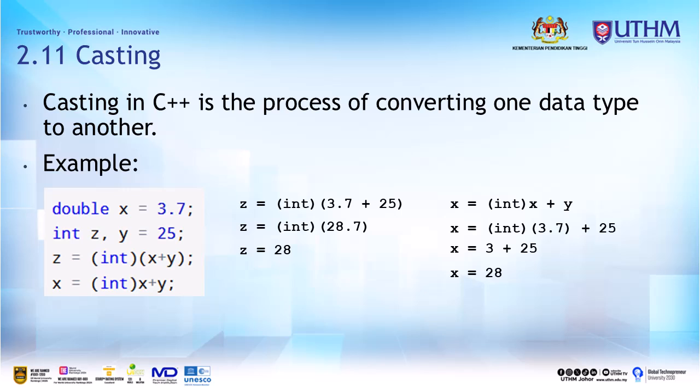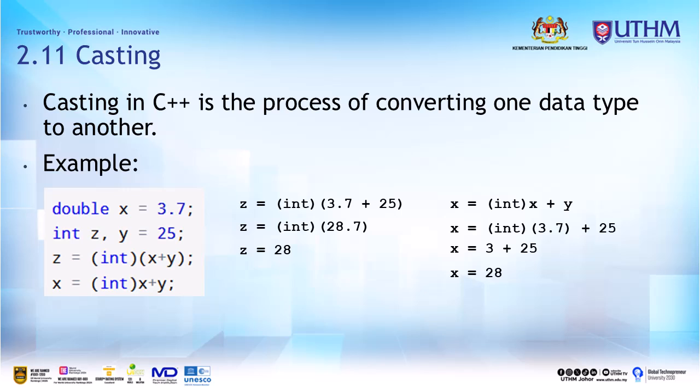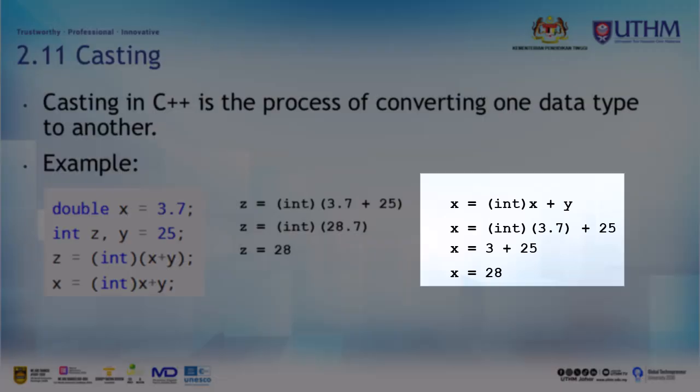What happens here? We first add X, that is 3.7, and Y 25, resulting in 28.7. Then, int converts 28.7 into 28 by truncating the decimal part, so z gets the value 28. In the second case, casting x before addition, x that is 3.7 is first cast to an integer, becoming 3. Then 3 is added to y, that is 25, resulting in 28. Thus, x is updated to 28 even though it was initially a double.